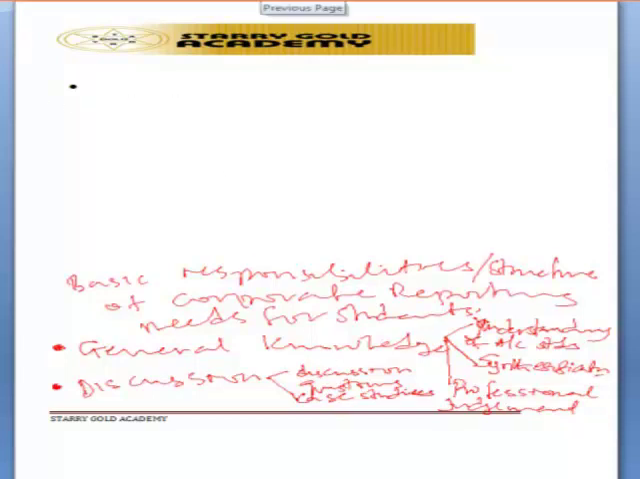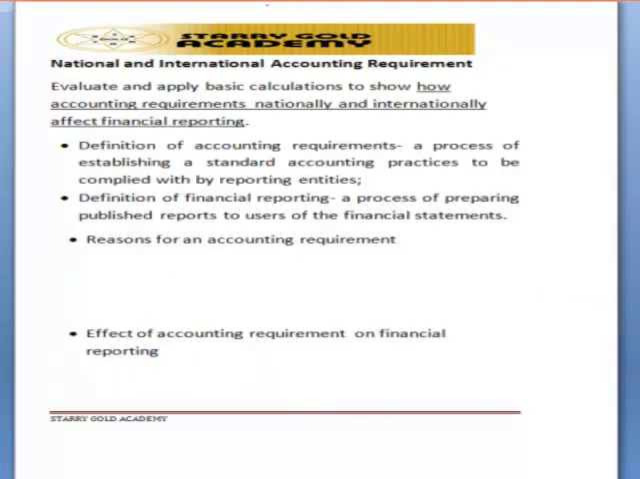Now, let's go to the aspect of what we are going to be starting with in corporate reporting. We call it the national and international accounting requirements. We will start with these questions. You must be able to evaluate and apply basic calculation to show how accounting requirements nationally and internationally affect financial reporting. First and foremost, you need to be able to understand what we mean by accounting requirements.